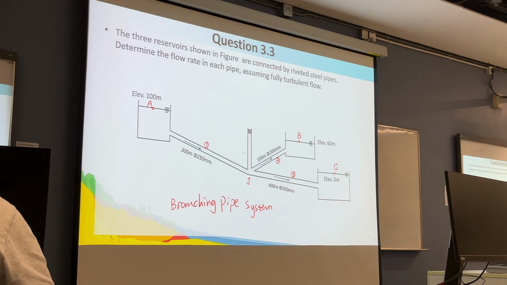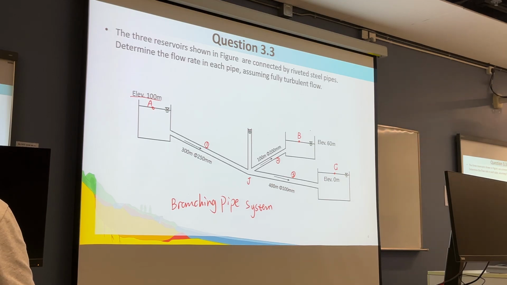The flow has been pointed out as going from reservoir A to the junction and separating into reservoir B and C. C's water reservoir elevation is 0 meters, and B's is 60 meters. For common sense, since the elevation of A is highest, the flow should go to B and C. Now, if A and B are on the same level, the flow will go together from A and B to C, okay?